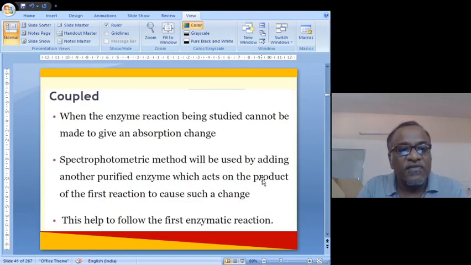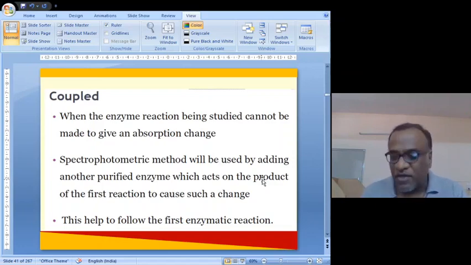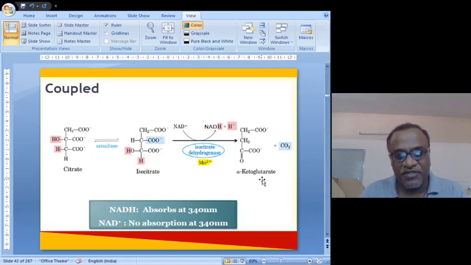Right? So we have a coupled enzyme assay, used when the enzyme reaction being studied cannot be made to give an absorption change. So what to do? The spectrophotometric method is used by adding another purified enzyme which acts on the product of the first reaction to cause a change. So you are using two different enzymes. The first enzyme cannot give any absorption change, either for the substrate or the product. So you add a second enzyme which acts on the product of the first reaction and gives a second product, but in between there is a change in absorption, so you can follow it. This helps to follow the first enzyme reaction.